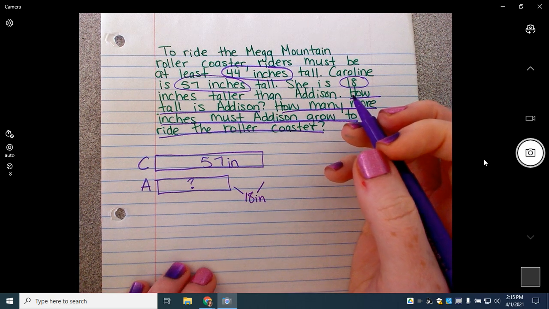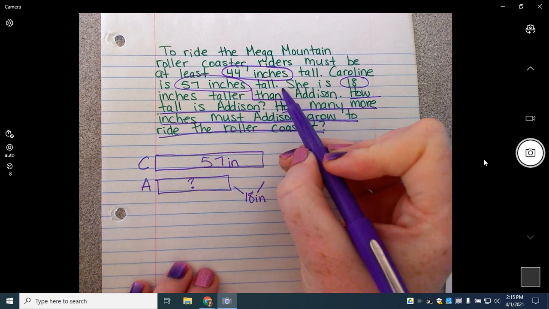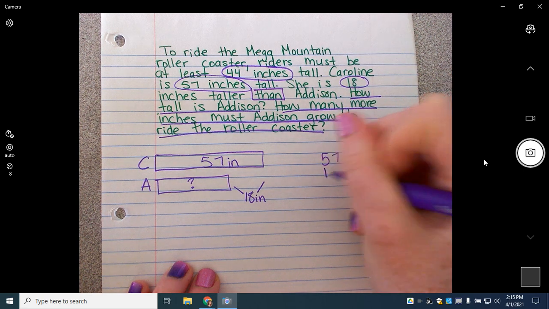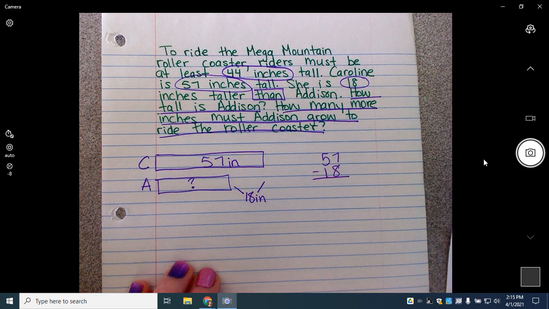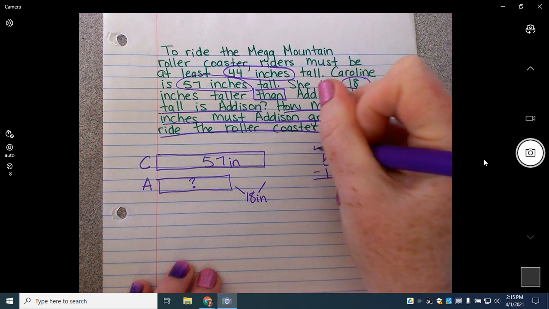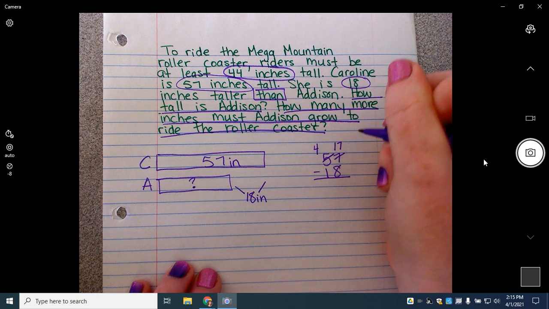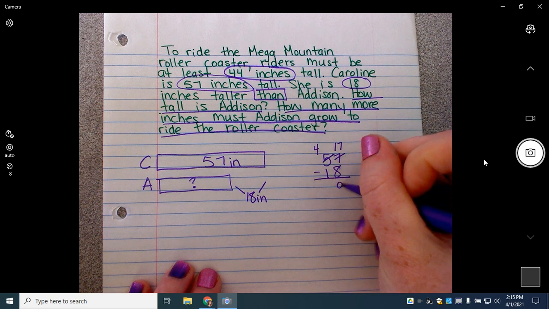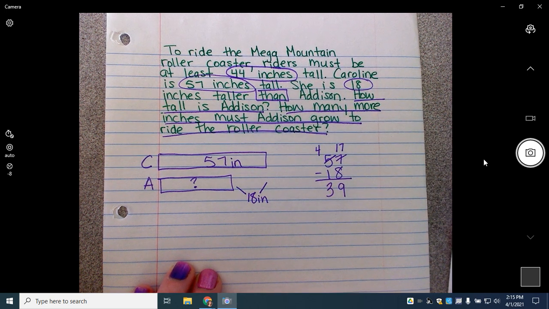We do know that she is 18 inches shorter than Caroline. So when we see the words shorter than or taller than, usually that word than means we're going to be subtracting. In this case, we are subtracting 57 minus 18. Look at my ones and I see that I need to decompose. 4 tens, 10 ones plus 7 ones, 17. 17 minus 8 gives me 9. 4 minus 1 equals 3 tens. So that is 39.